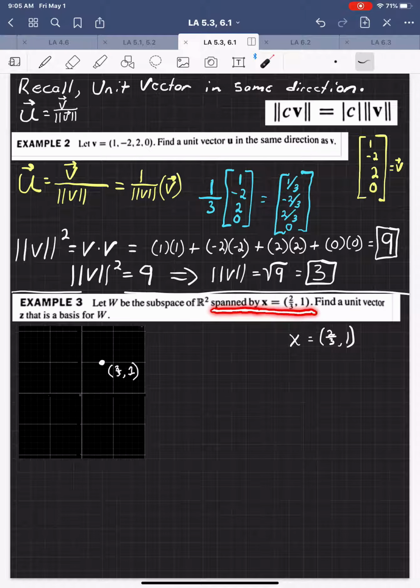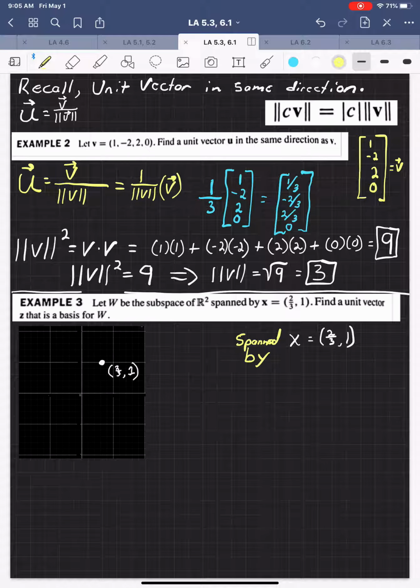Now, the next part says that W is spanned by the following vector. Okay, so it's spanned by the following vector. So let's actually interpret that. Let's make sure we understand that. So spanned by this point. Okay, so what does that mean? What does that even mean here? Well, it's not that bad to interpret.